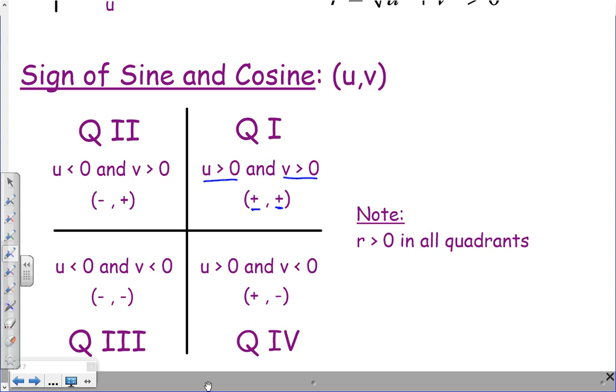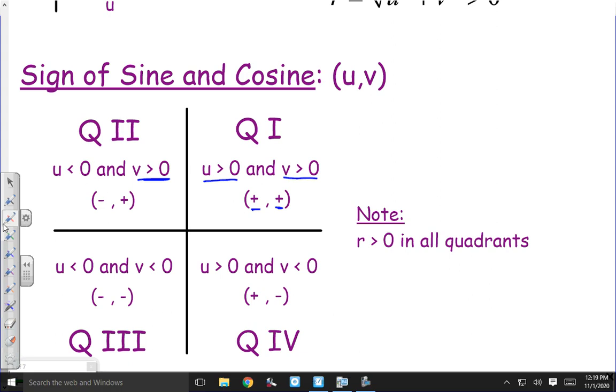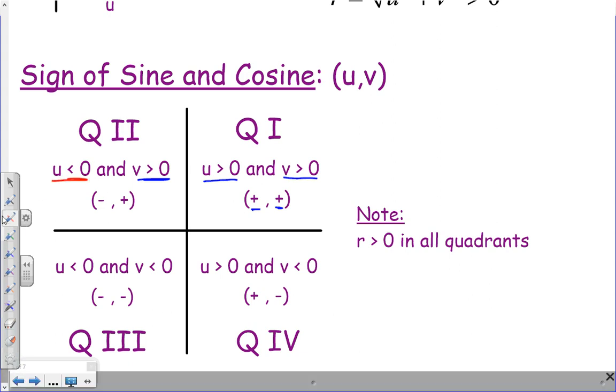Now when you jump over to the second quadrant, you'll notice that V is positive. That's the y value. But now U has changed signs. U is now negative. We know that in the second quadrant, your x values are negative. So we could indicate that with an ordered pair where the first coordinate is negative but the second coordinate is positive. I could write that as a negative comma plus to help me simplify that notation.